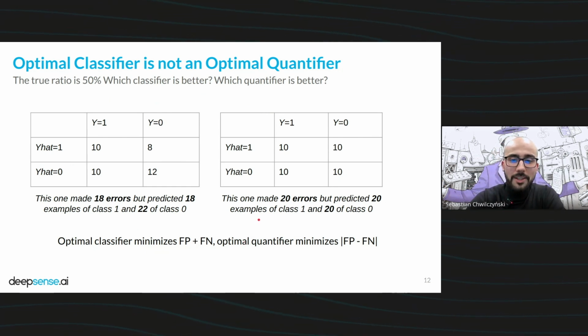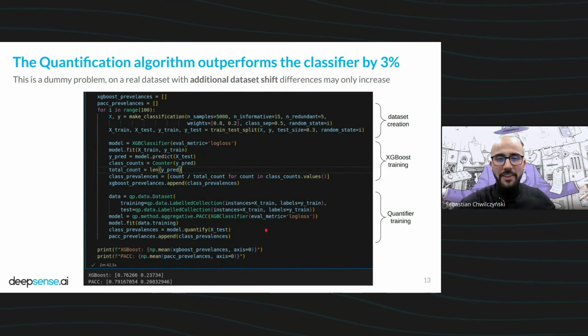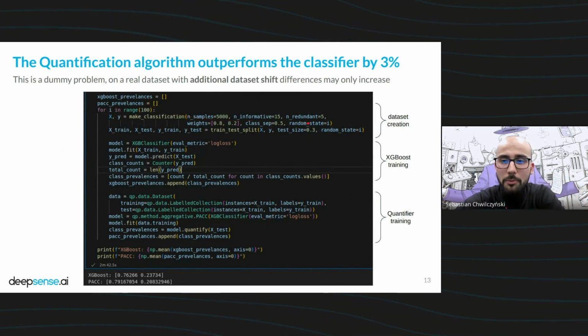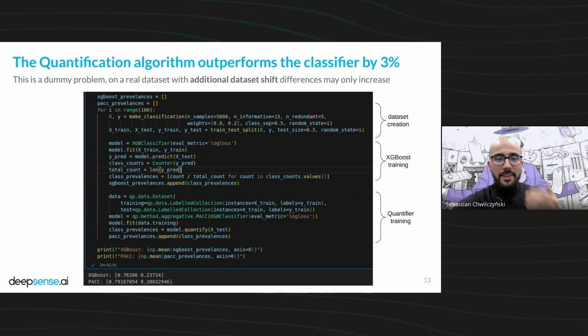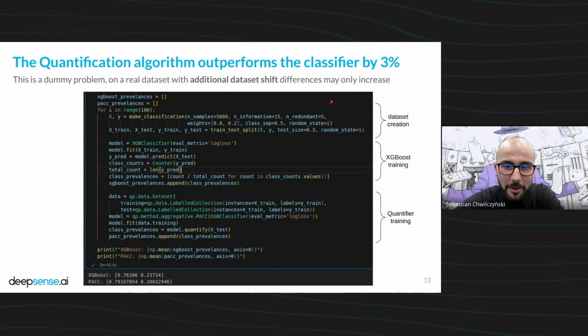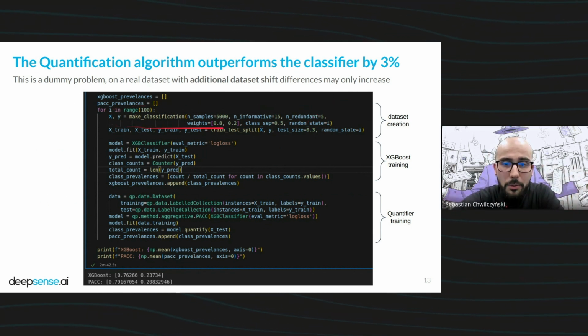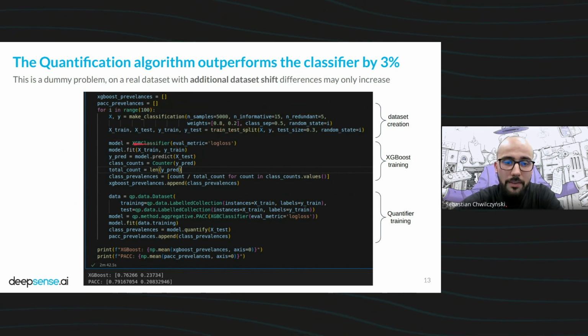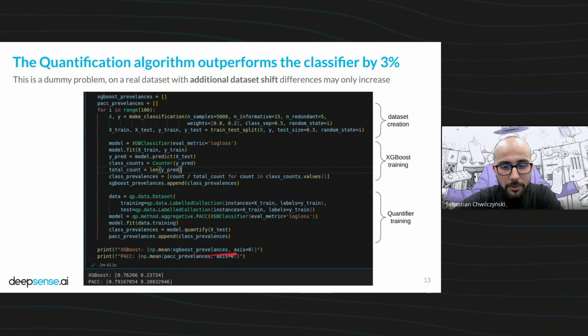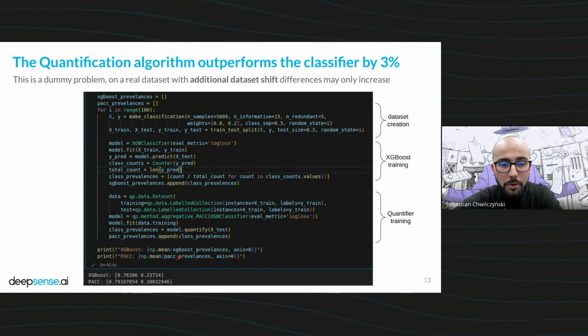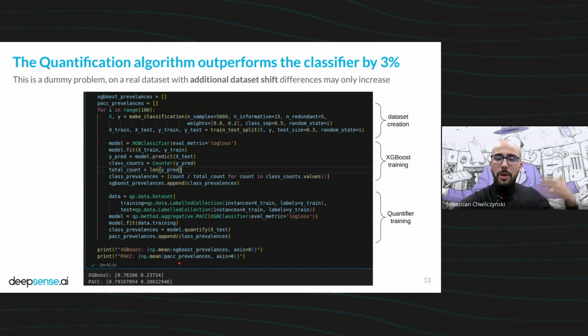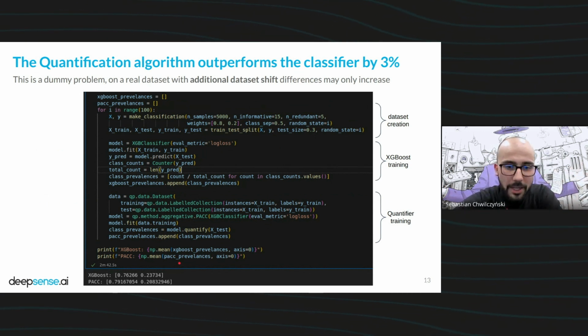Okay, so now let's see it on real data, like our synthetic data. Here is a small experiment. Again, making experiments is very important when working with data. We make a data set, it's synthetic. We know that it is 80% to 20%. Then we train XGBoost, and then we train our quantifier. And eventually we calculate the proportions got by XGBoost and the proportions got by our special quantification method, which I will explain in a second.